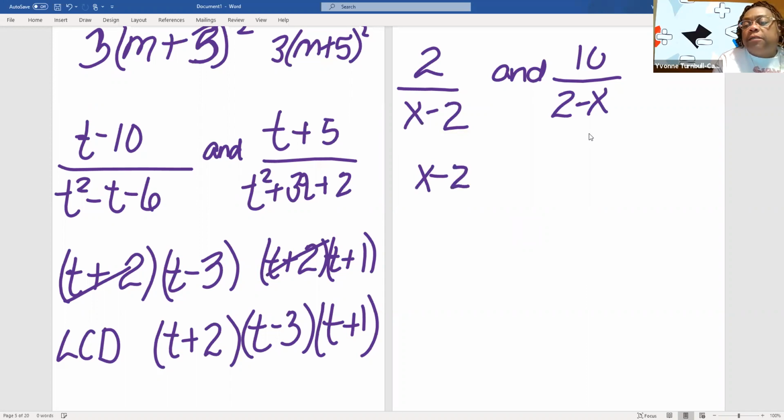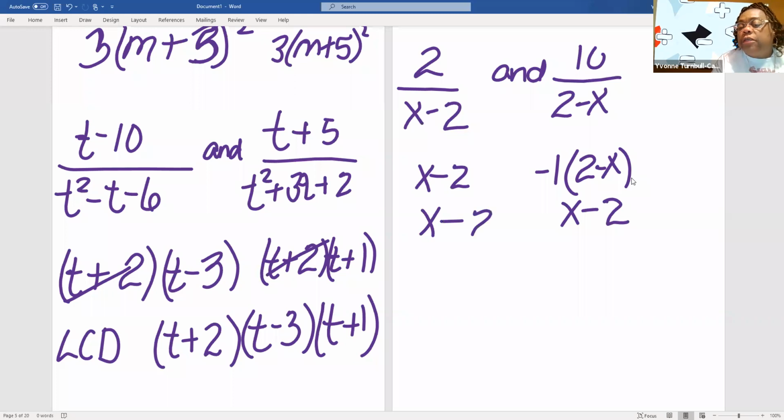You have 2 minus x. What can I do to make them the same? Here, that's x minus 2, where my x is positive. Here's just 2 minus x, where my x is negative. So to make it positive, we can take out a -1. And when we take out a -1, we're basically going to make x positive and 2 negative. Or otherwise, you're simply multiplying by a -1.